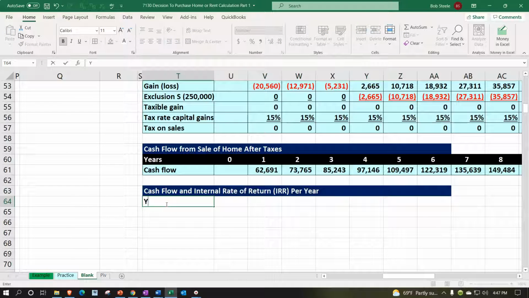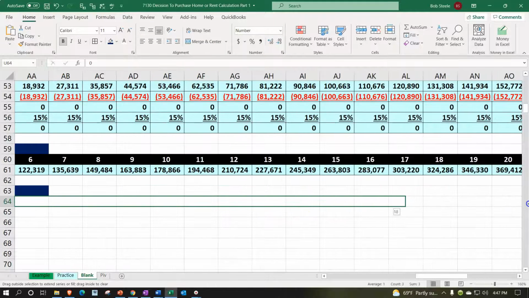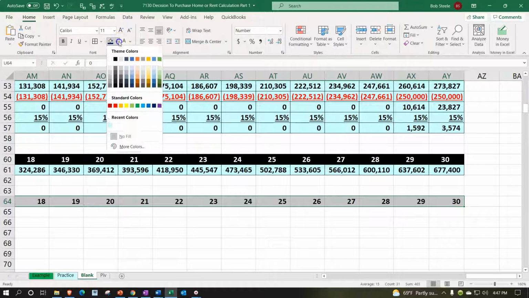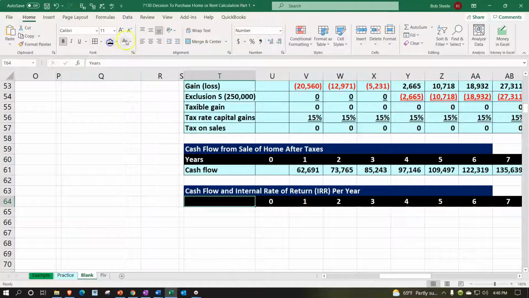Years 0, tab, 1, tab, 2, tab. And then we'll take that and put our cursor on the fill handle, grab it, pull it all the way to the right for 30 years, make that black and white for the headers as has been our custom, and then we'll align it, centering it, make this black and white too.